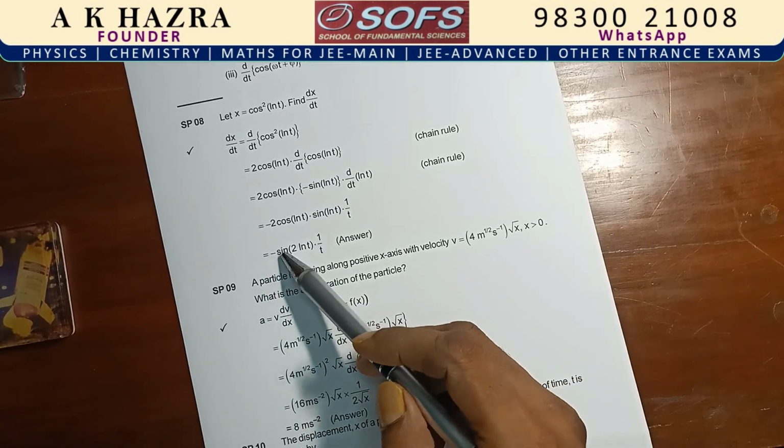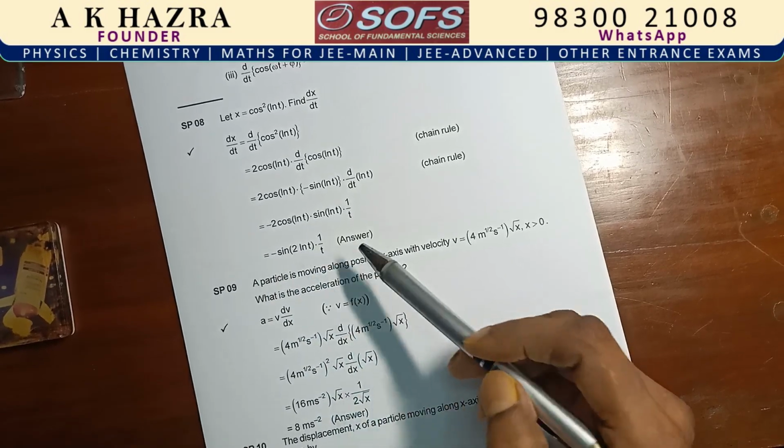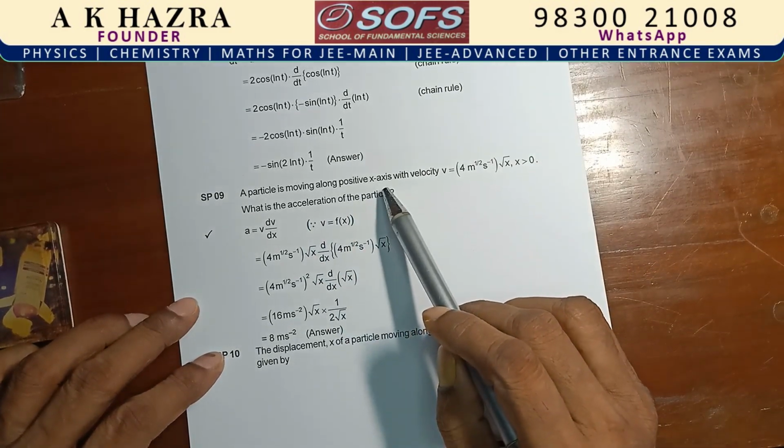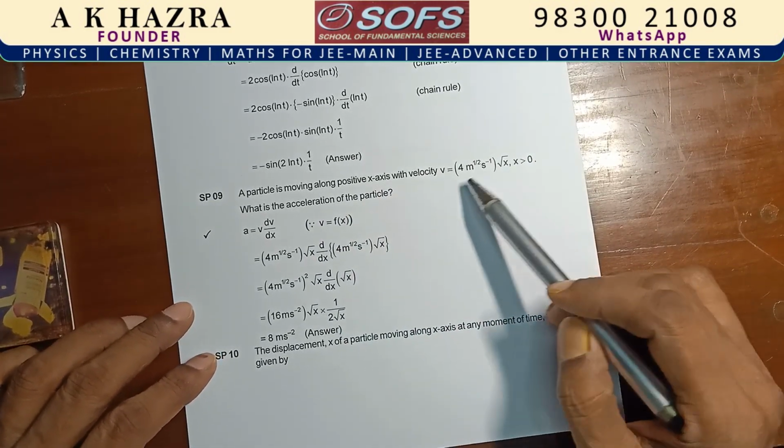So you see here also minus sin 2 ln t, 1 by t, answer. Now practical problem, applied problem. A particle is moving along the x-axis with the velocity as a function of x given.